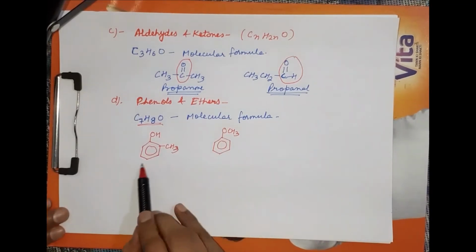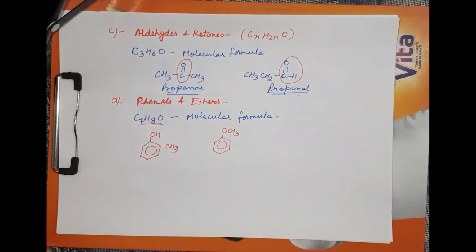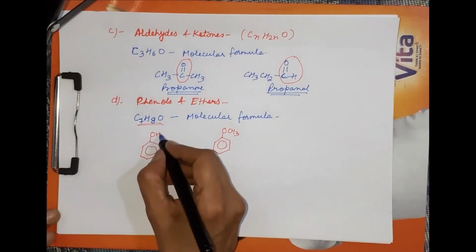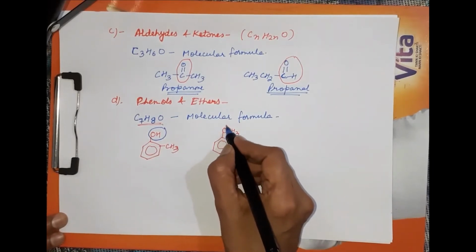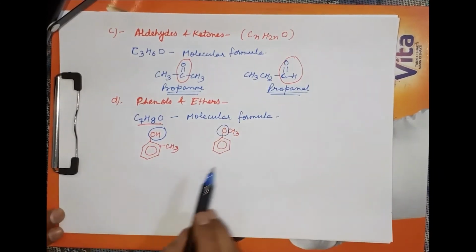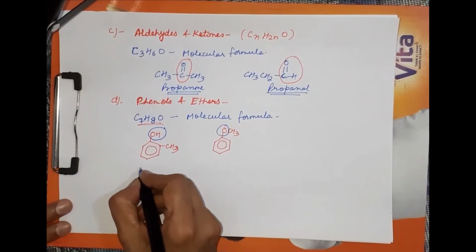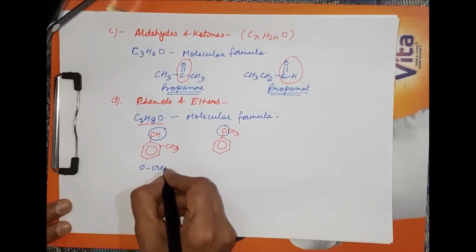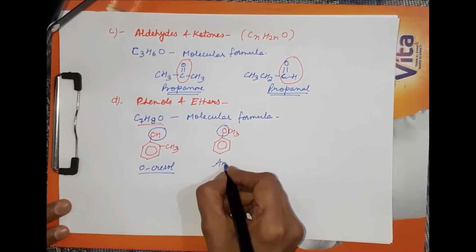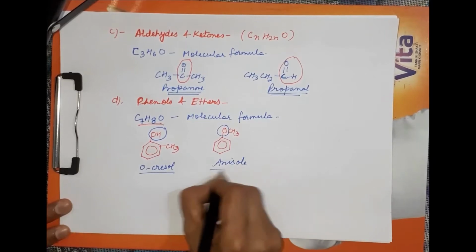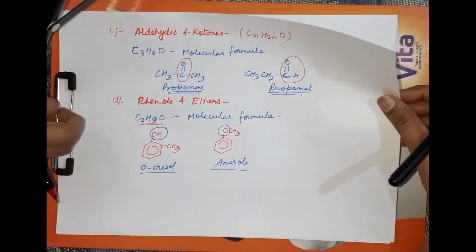So we can see both of them have the same molecular formula, but they differ from each other only in terms of the functional group. Both have different functional groups. The name for this compound is orthocresol, and for this it is anisole. So this was all about functional isomerism.